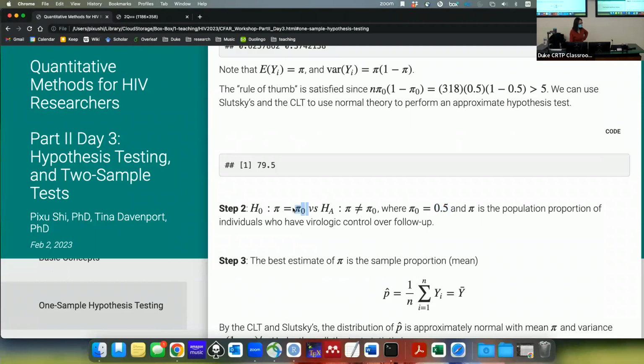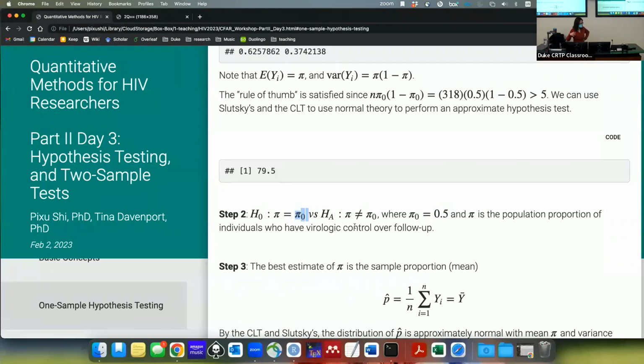And you can use different pi zero. If you know that the proportion of patients who are going to be under control is a much larger value, and you are trying to see if it's going to be even more improved by your drug, then you can choose a pi zero that's different from 0.5, and your alternative can be a one-sided alternative. But here, for simplicity, we're just going to check if the viral load control is going to be a flip of coin.